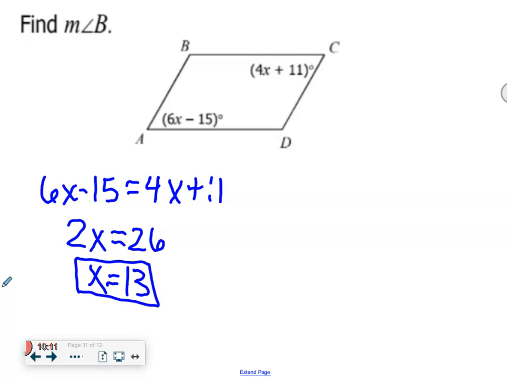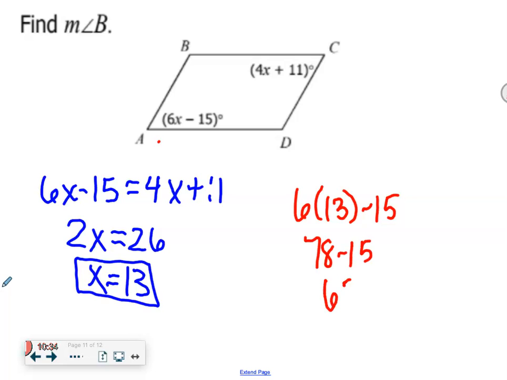Okay, if X is 13, how does that help us? Plug it back in. So if I find A, 6 times 13 minus 15, 78 minus 15? So we're gonna get 63. Okay, how am I gonna find B? 180 minus 63. Okay, someone tell me what you get. 117.